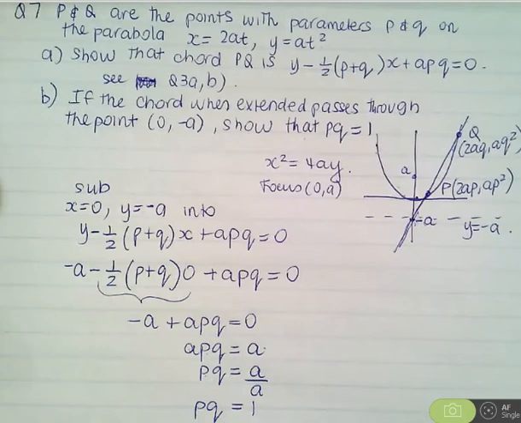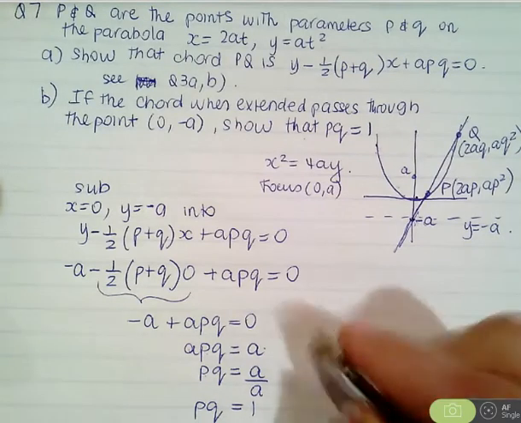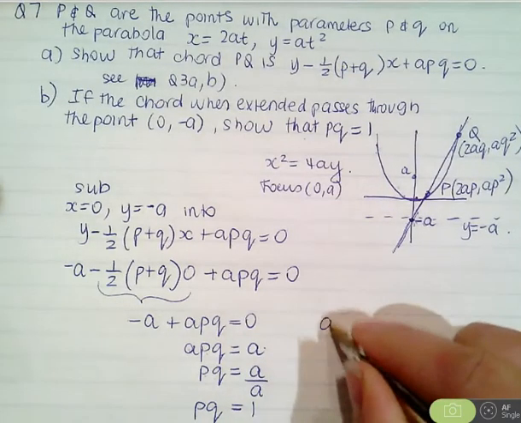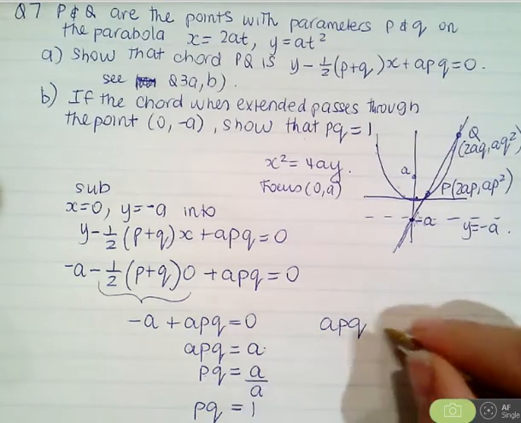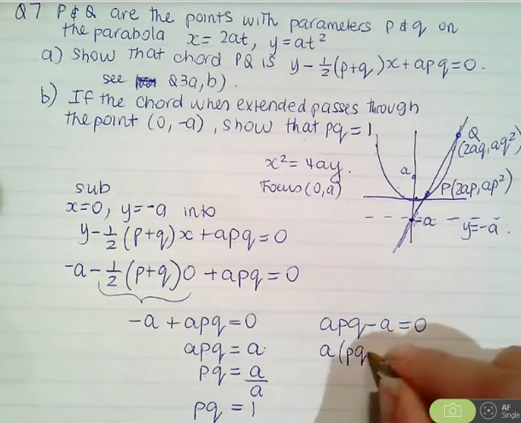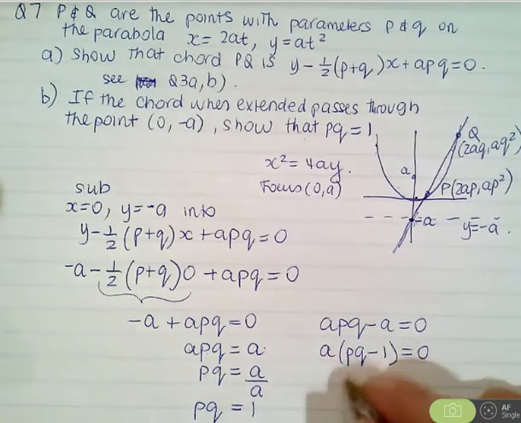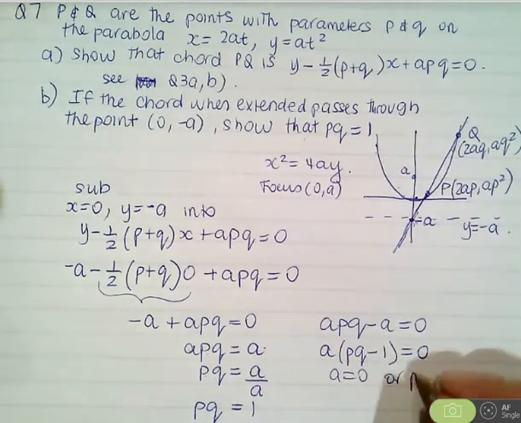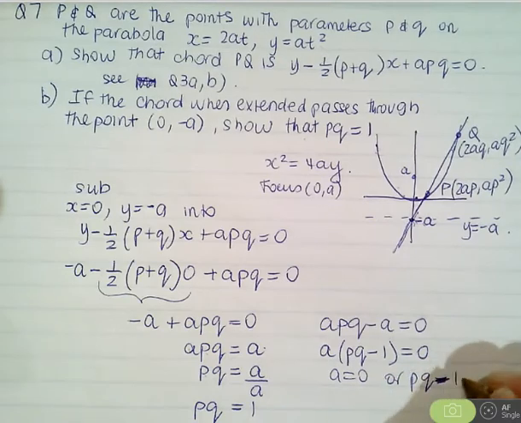Now we can look at part C. Remember, the other way you could have done this is factorize that. So I could have said that's really the same as APQ minus A is 0. Taking out the A, we get A bracket PQ minus 1 is 0. In other words, A is 0 or PQ minus 1 is 0. In other words, PQ is 1.